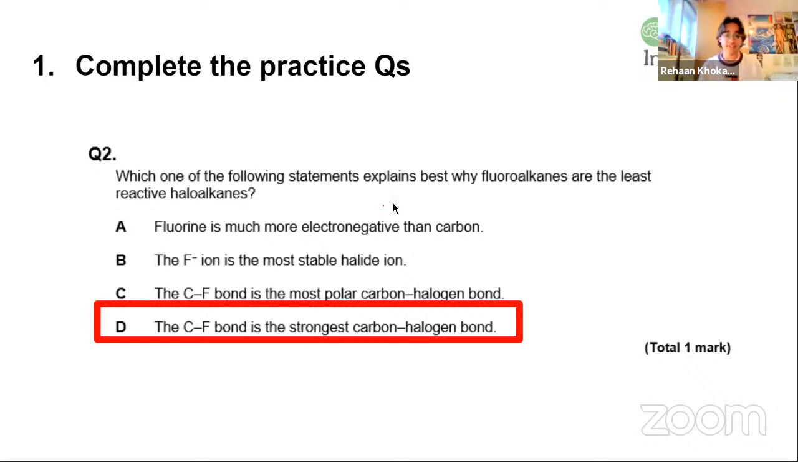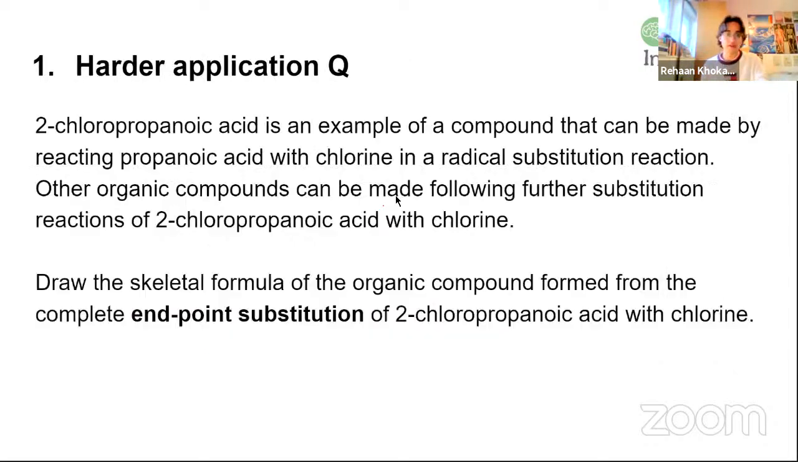Okay, the answer to this question is D. The carbon fluorine is the strongest carbon halogen bond because it has the most amount of bond enthalpy. It's also highly electronegative and all that. So again, it's a similar concept to the question we just did before, right? Great. So fluoroalkanes are the least reactive. The iodoalkanes, if you like, are the most reactive because they have the least bond enthalpy. So that's just a rule that you need to remember.